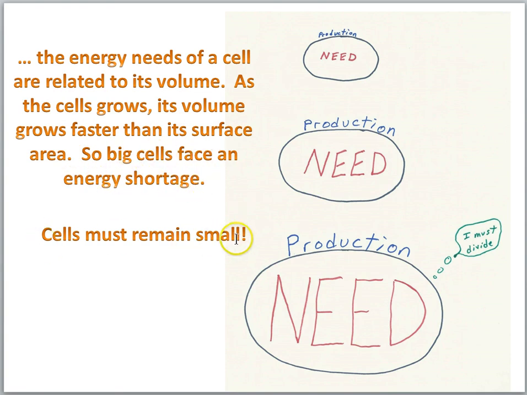Cells must remain small. Now notice in the picture, I've purposely made it so that as the cell gets bigger, the word production does get bigger, but the word need gets bigger faster. And so a cell like this, its need for energy will exceed the ability of it to import food across its membrane. So this is a main reason why cells must remain small. They face energy shortages when they grow too big.